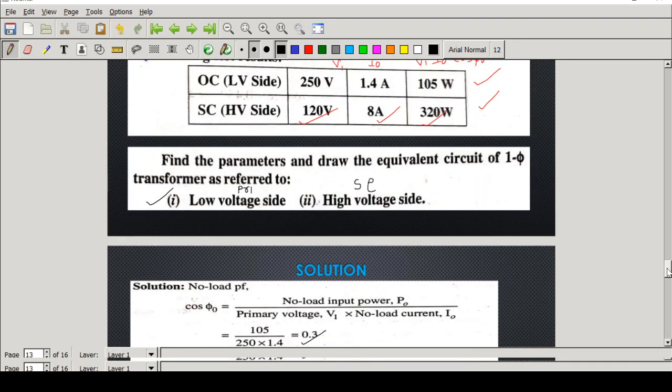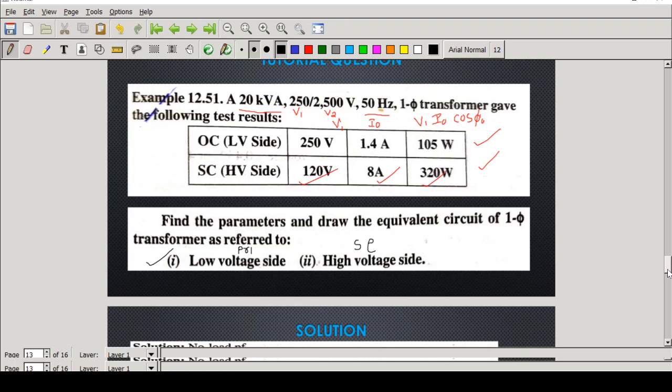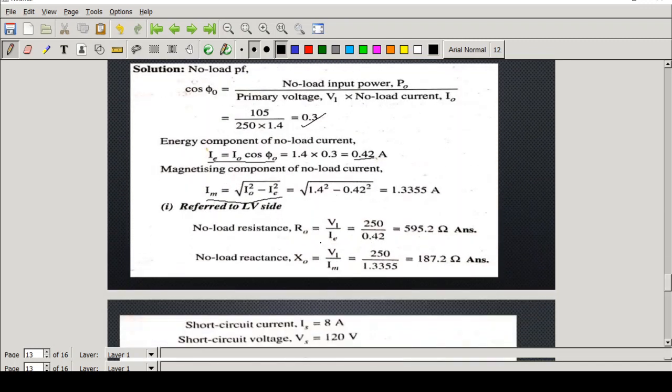First we are going to draw the equivalent circuit referred to the primary, the low voltage side. Here the low voltage side is what? Primary. If you see here, the primary winding is the low voltage side. Now we are finding these no load parameters using the open circuit test, and the open circuit test is done on the low voltage side, right? Here the low voltage side is primary, so there is no issue. We can take the same values. That is R0 is equal to V1 by IE, X0 is equal to V1 by IM. You don't have to use any transformation ratio or anything, because these are the values we are getting on the primary side. So you don't have to do any transformation.